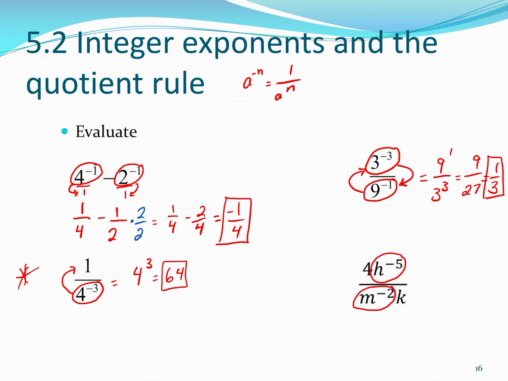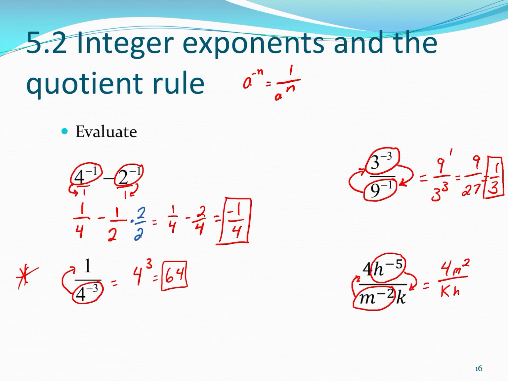Now, look on the last one. Notice here what has the negative exponent. So this h to the negative fifth and this m to the negative second are the only bases that have negative exponents. The 4 has an understood 1, the k has an understood 1, both those being positive. So we're going to move this h to the negative fifth to the bottom and m to the second to the top. And again, when we move these things, their exponents are changing signs.